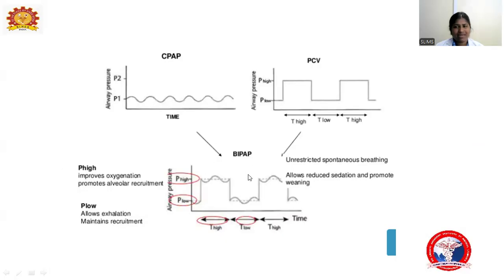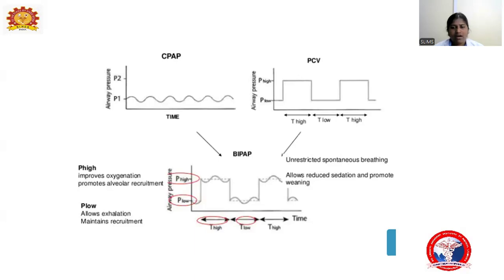This BiPAP is basically a combination of CPAP. In CPAP, we provide only one pressure, that is a minimal pressure to support the patient in spontaneous mode. So this pressure control will provide both high and low pressure. So this is a combination of these. In the high pressure limit, it will provide oxygenation and promote alveolar recruitment. In the lowest pressure, it will allow exhalation and maintain recruitment.